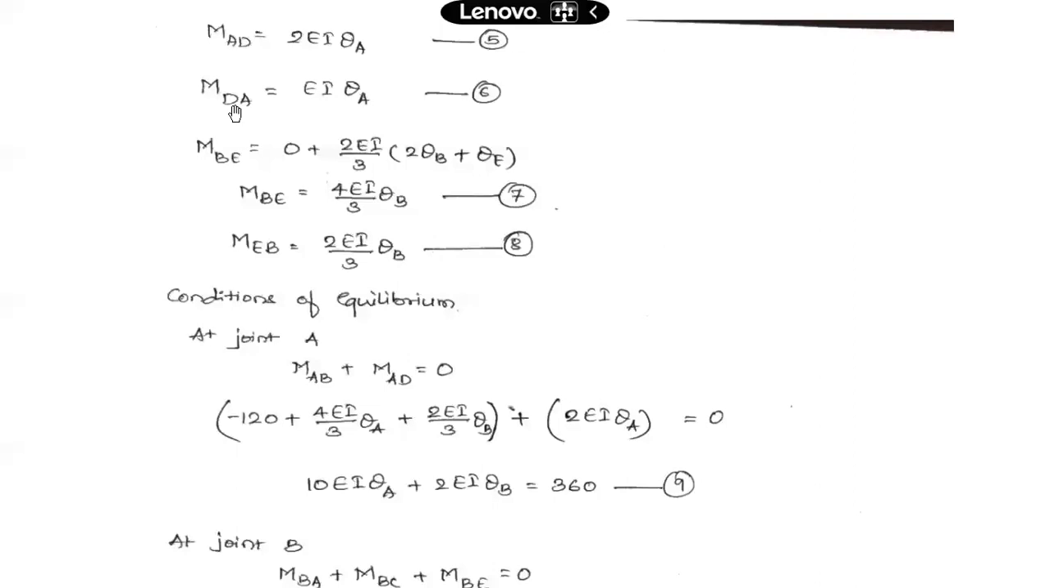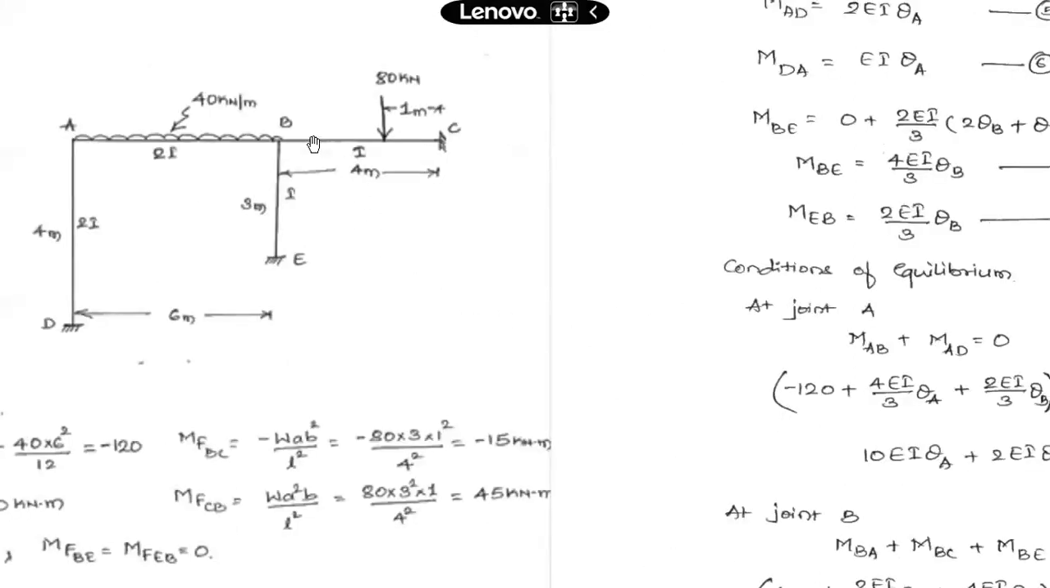Similarly, for MDA, it will be MFDA plus 2EI, that is 2 into 2I by 4 into theta A plus 2 times theta D minus 3 delta by L. On considering all the 0 terms, finally MDA will be EI into theta A. This is MDA. And the other member is BE.